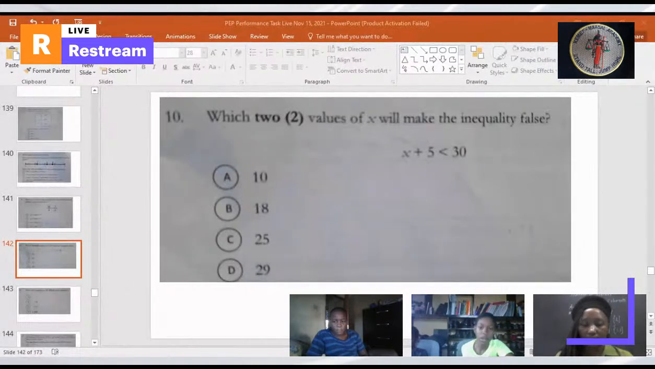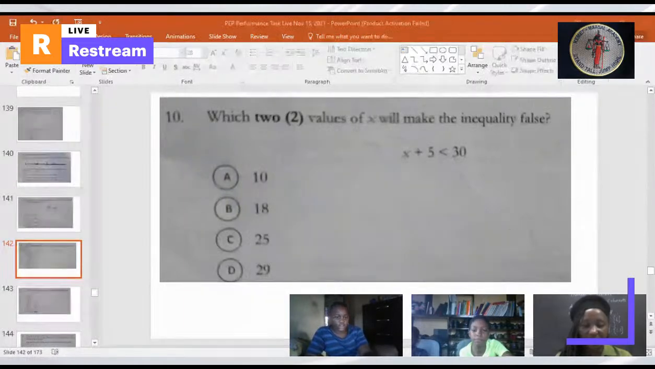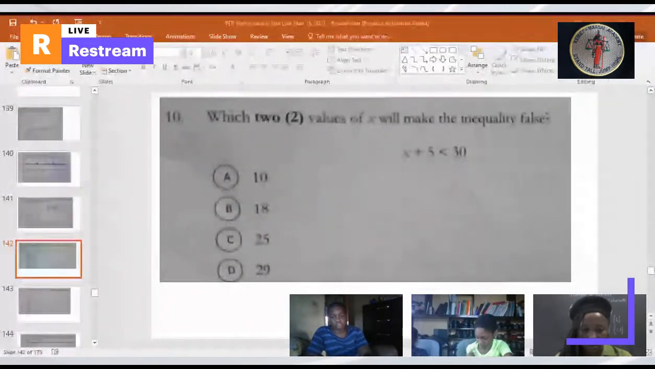Miss, I would say 29, because 29 plus 5 would give you about 34. Miss, that's my answer. Not about 34, exactly 34. Yes, miss, exactly. And 34 is not less than 30, so that would make it false, yeah.